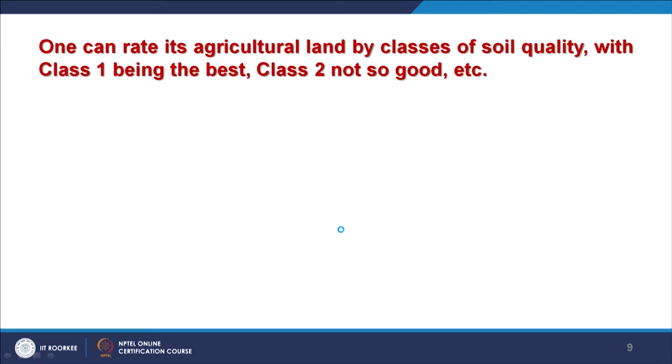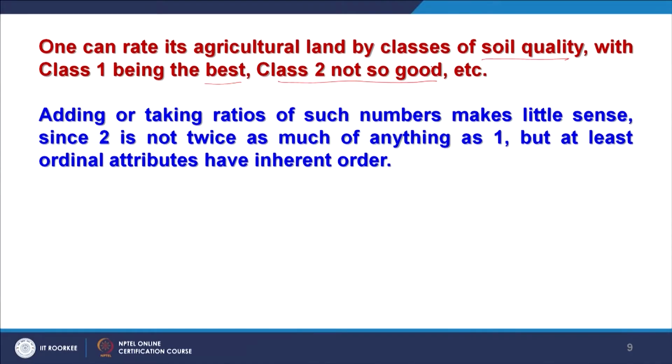So one can rate agricultural land, for example, by classes of soil quality, with class 1 being the best, and class 2 of soil not being as good, etc. So you can assign some order before you classify your data. And adding or taking ratios of such numbers makes little sense. That means that quality class 1 divided by 2, or class 1 added to class 2, makes no sense basically.